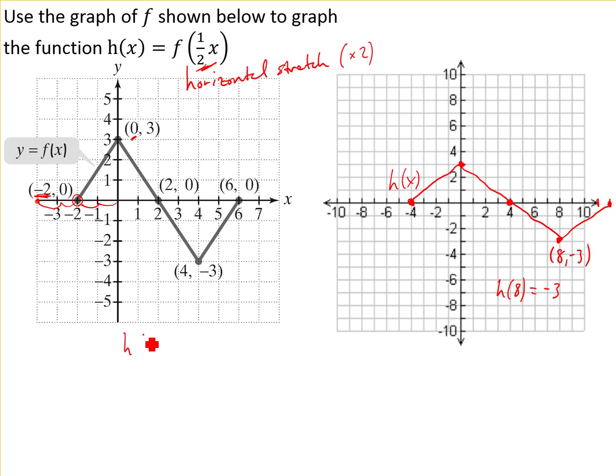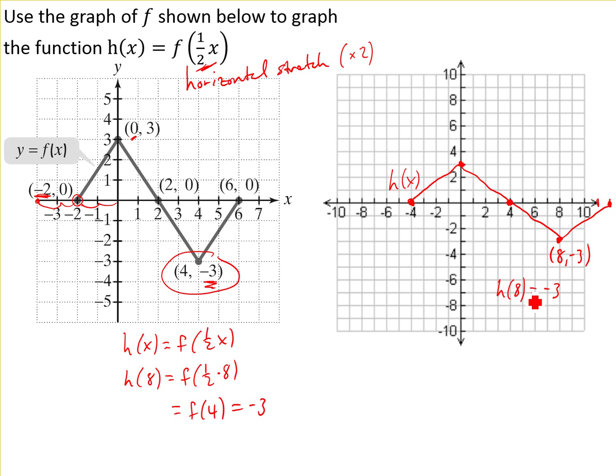So that formula says h of x equals f of 1/2 x. So h of 8 would be f of 1/2 times 8. Half of 8 is 4. So I'm looking for f of 4. F of 4 is telling me to look at my graph of f and find the y-coordinate when x is 4. So that point's labeled right here. That has an x-coordinate of 4, and the y-coordinate there is -3. So that's what we were expecting. We wanted h of 8 to be equal to -3, and it is. And so that verifies that we have applied the correct transformation and generated the correct graph.